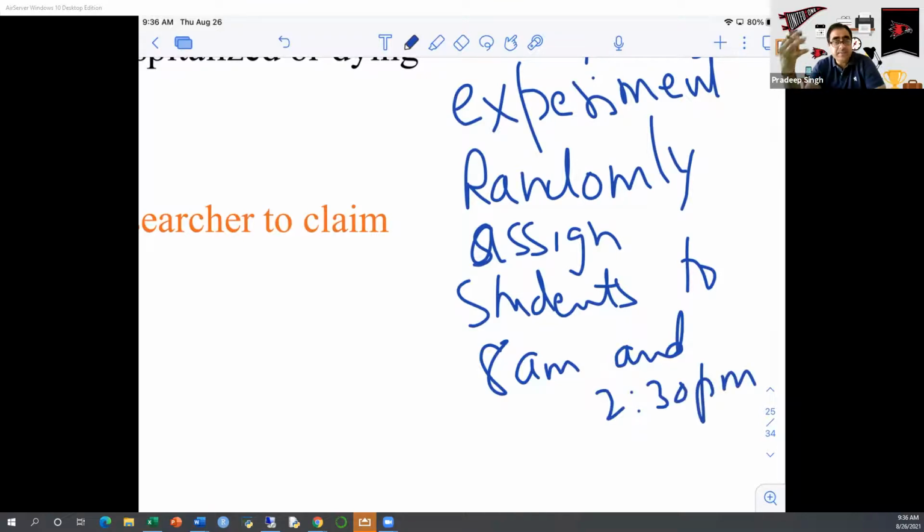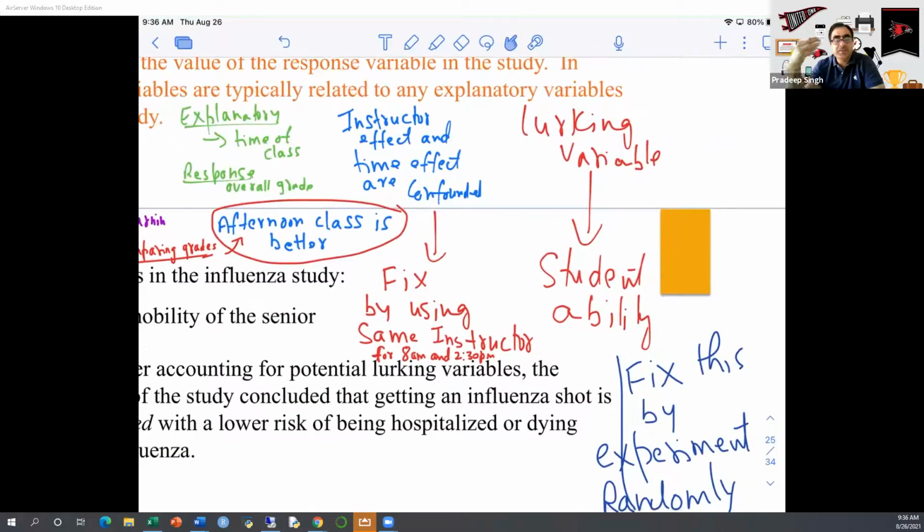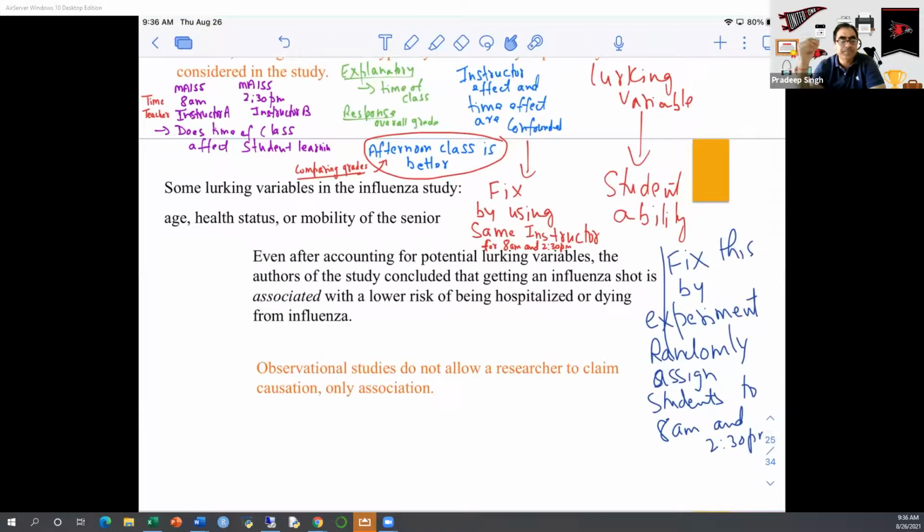Right? So instead of students self-selecting themselves, I can have 50 students registered for MA155, and then I randomly assign 25 to the morning class and the remaining 25 to the afternoon class. So in that way, I'm going to control the lurking variable, which is the student ability. So this is one simple way in which we plan an experiment and do a study where we take care of confounding variables and lurking variables, and if it is possible, we can use an experiment and not rely on an observational study.